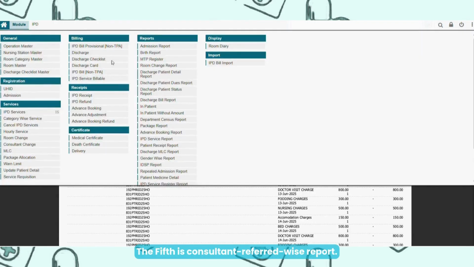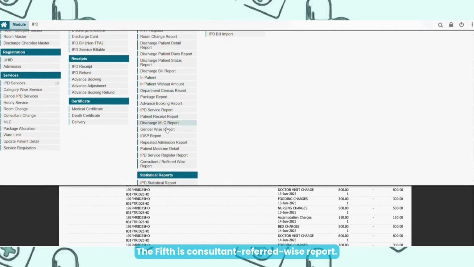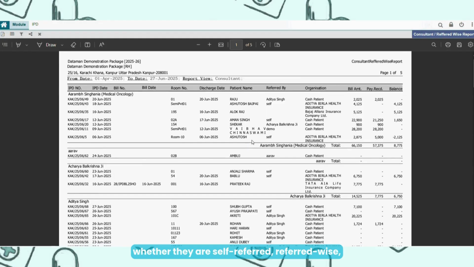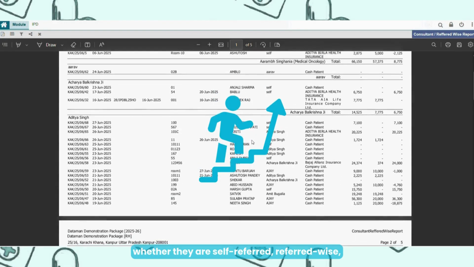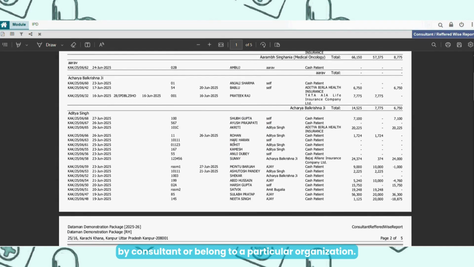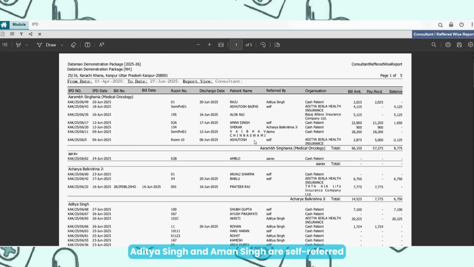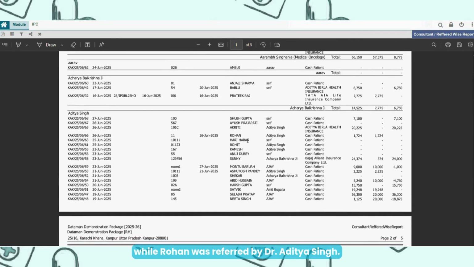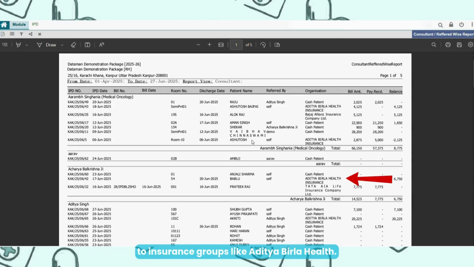The fifth is the Consultant Referred Wise Report. This report shows the referral source of patients, whether they are self-referred, referred by a consultant, or belong to a particular organization. For instance, Aritra Singh and Aman Singh are self-referred, while Rohan was referred by Dr. Aritra Singh. We can also get to see if a patient belongs to insurance groups like Aditya Birla Health.